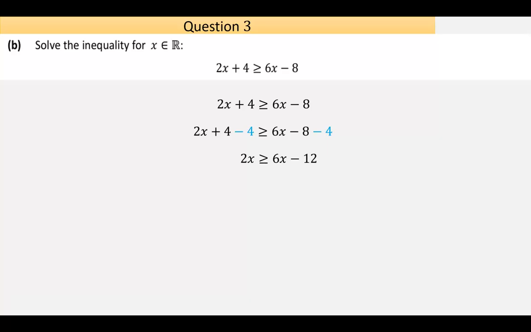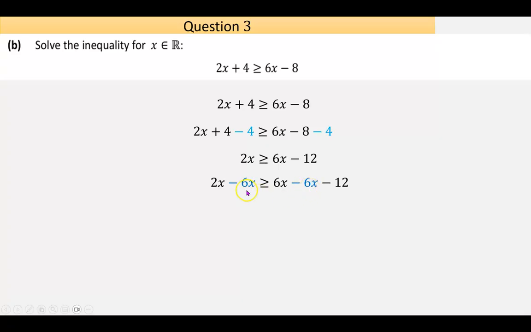Okay, so then 2x is greater than or equal to 6x, take away 12. Now, if I keep going on, okay, now I'm going to try get rid of the 6x here on the right-hand side. And again, I just take away 6x, do the opposite thing to it.